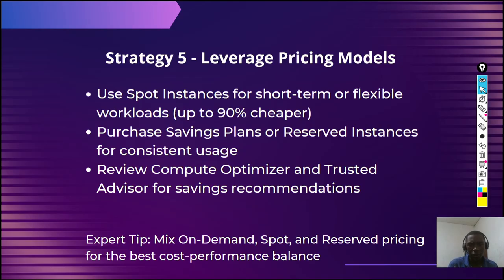And then you can also review Compute Optimizer and Trusted Advisor for savings recommendations. These are like experts that AWS has put in place to advise you on how to better use your AWS infrastructure. That is very, very important. And so you can mix on-demand, spot, and reserved pricing for the best cost-performance balance. You can mix all of them depending on your workload. You can use spot, you can use spot while using reserved, and also while using on-demand at the same time. It depends on the workload you are running.